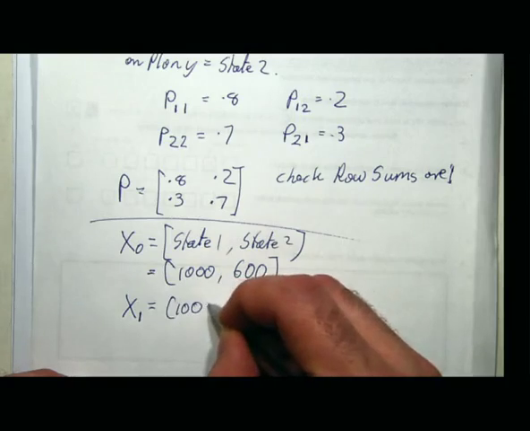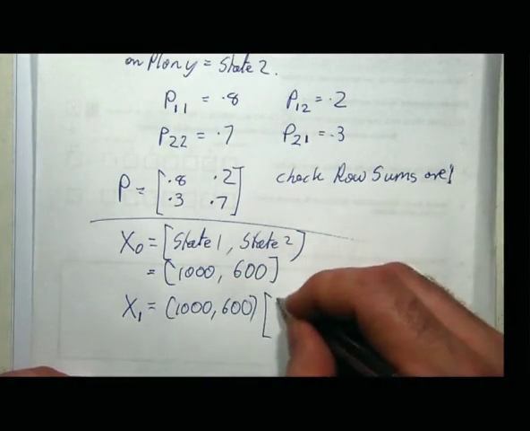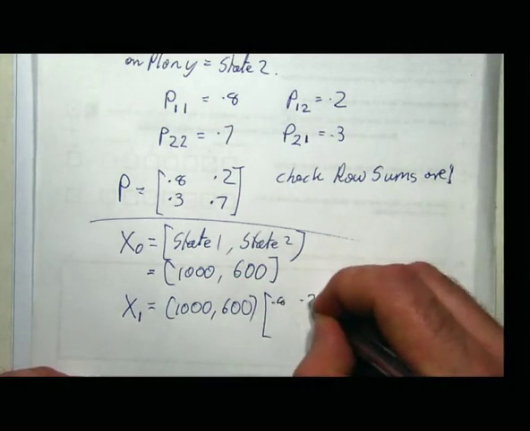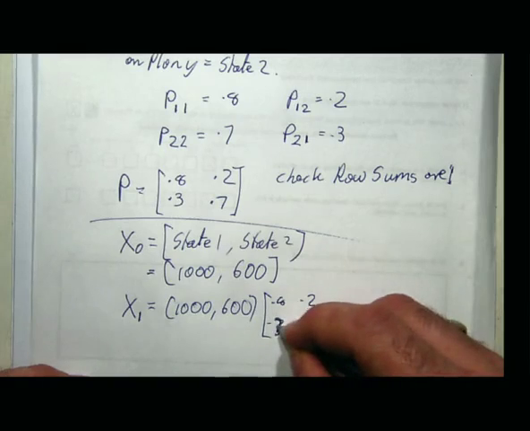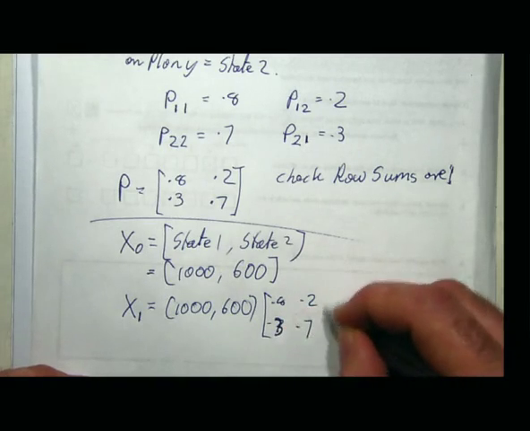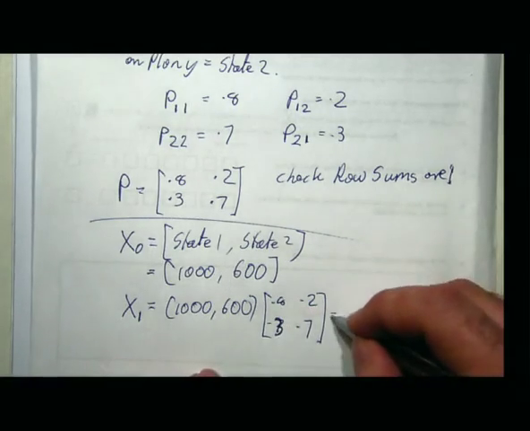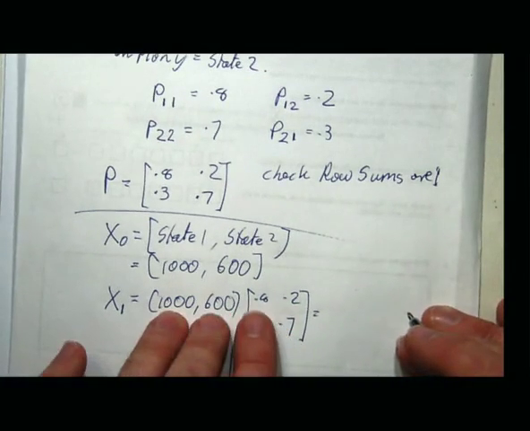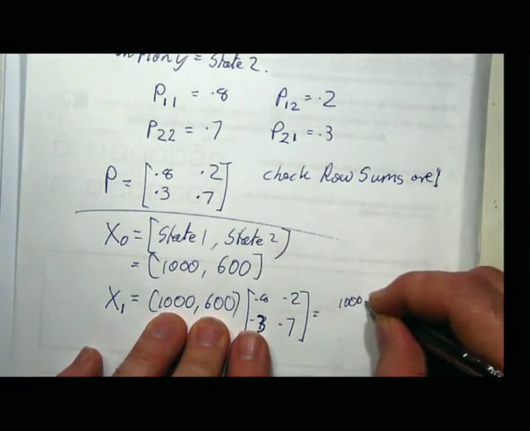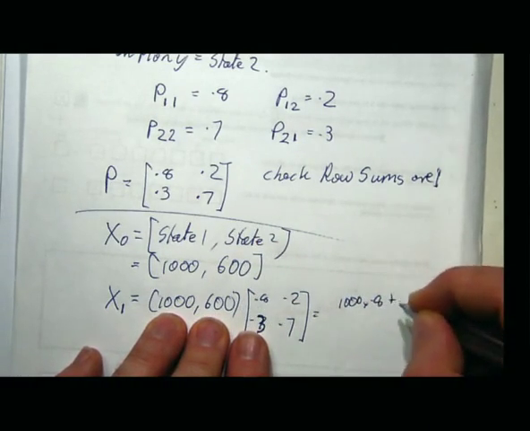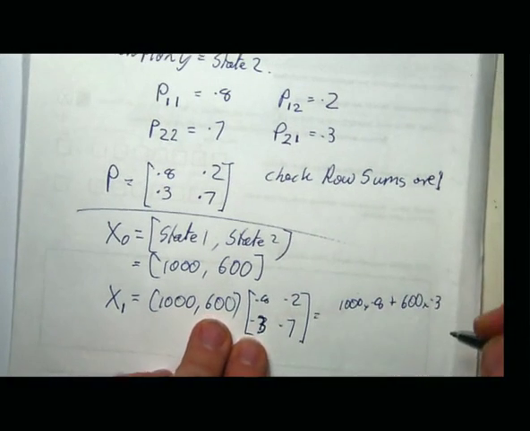So I've got my 1,000, 600, and my matrix, 0.8, 0.2, 0.7, 0.3. You know I was going to do that, didn't you? Okay. So across the row, down the column. So 1,000 times 0.8 plus 600 times 0.3.